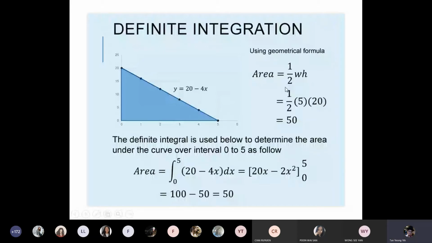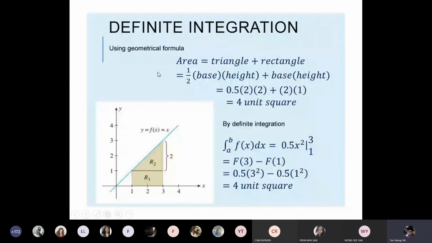Okay, so we integrate this function, 20 minus 4x, from 0 to 5. Okay, so we have another example. All right, we integrate this function y equals x from 1 to 3, and we can actually find the area is 4 units square, and we verify with the formula. Okay, so this shows that this method of integration is working to find the area.